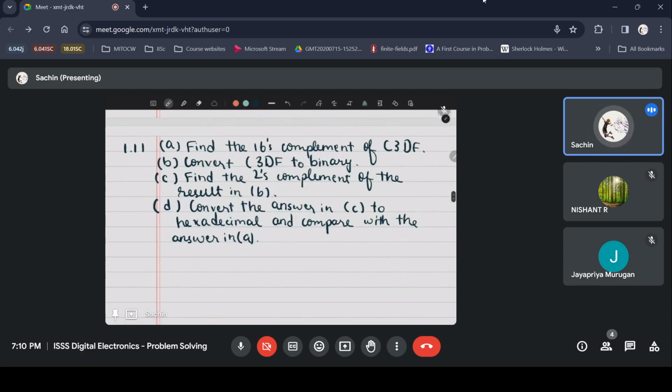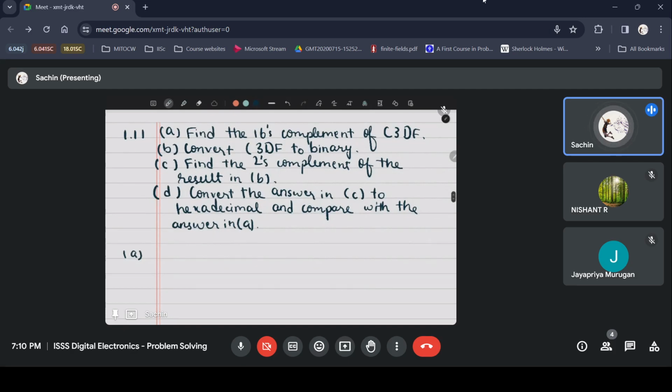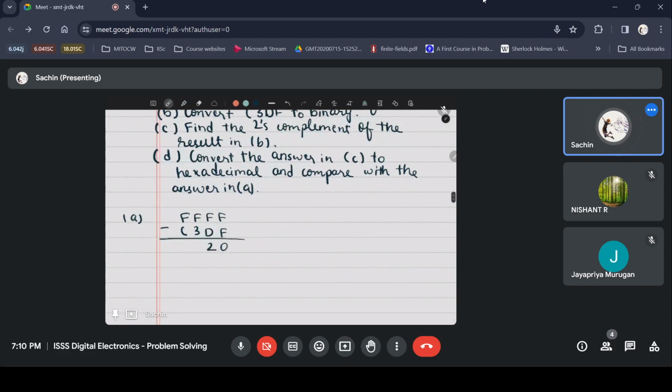Find the 16th complement of C3DF. So to find the 15th complement, you subtract each of the digits from 15. So you do FFFF minus C3DF. That's 15 minus 12, 3. 15 minus 3, 12, which is C. 15 minus 13, 2. 15 minus 12, 3. This is the 15th complement. To get the 16th complement, you add 1. So 3C21, that's the 16th complement.